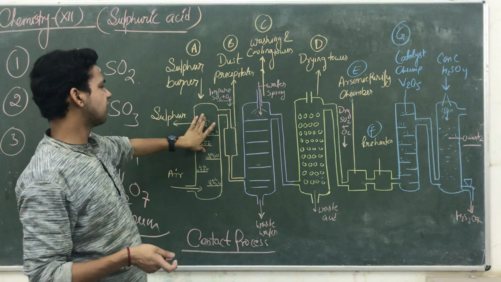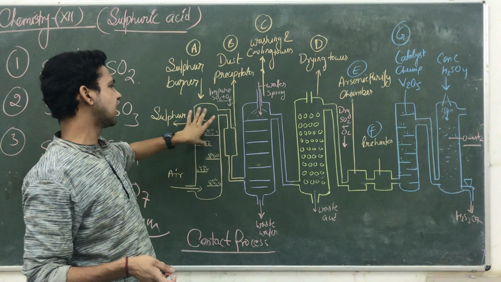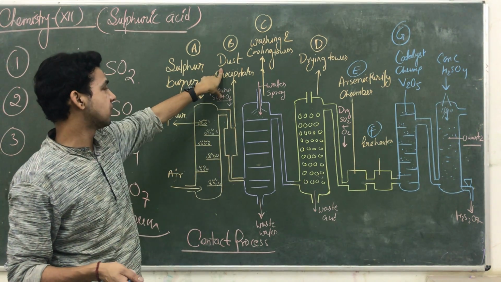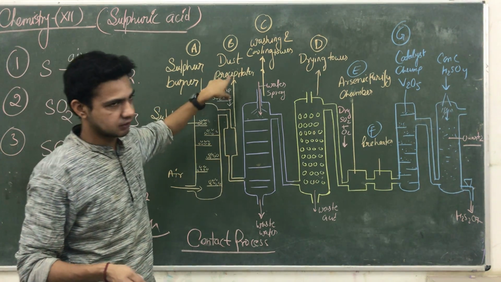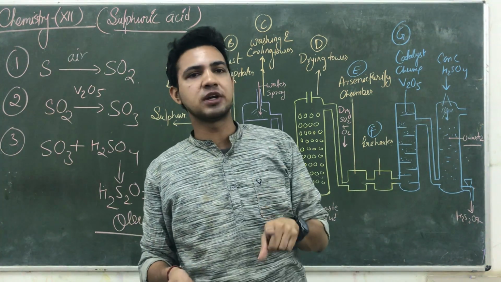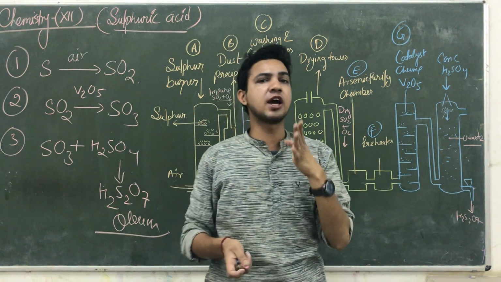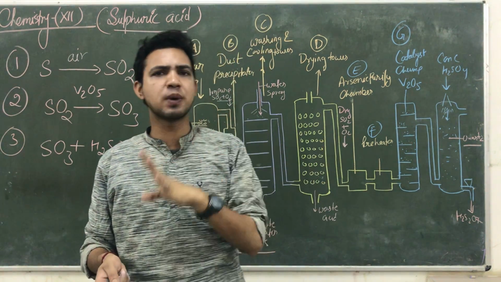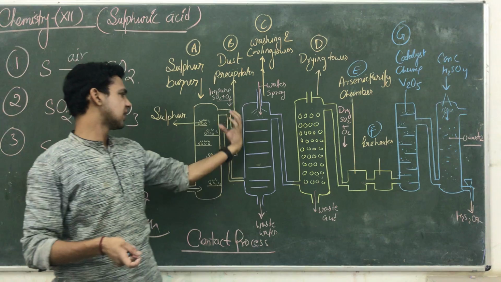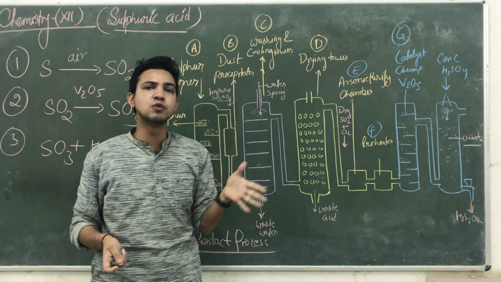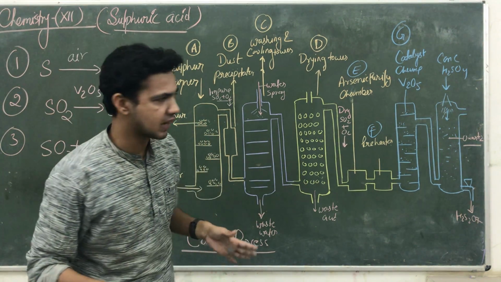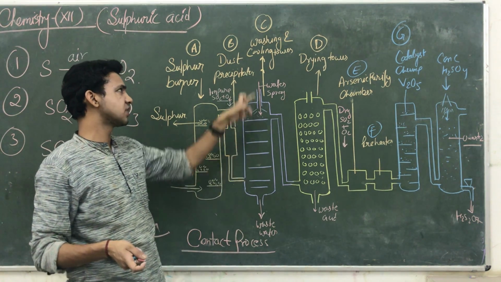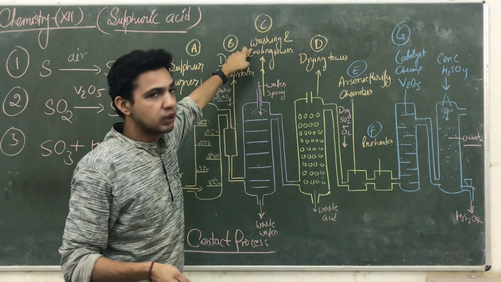If it is converted into sulfur dioxide, the sulfur dioxide gas then passes into the second chamber, known as the dust precipitator. What happens in the dust precipitator? Suppose the sulfur dioxide and oxygen contain any dust particles. The dust precipitator helps to remove such particles from the gases. After removing the dust particles, the gas moves into a chamber known as the washing and cooling chamber.